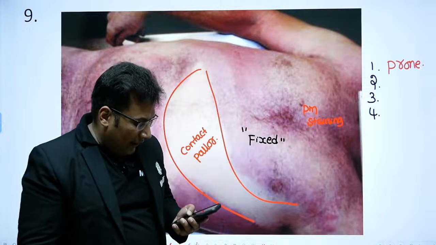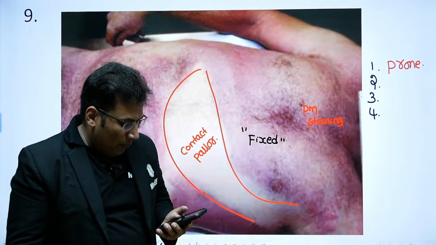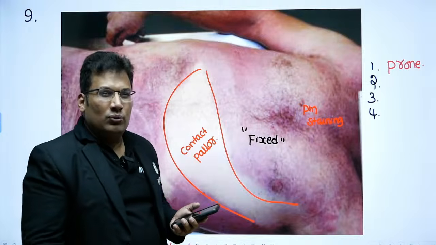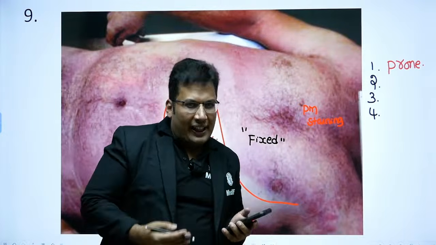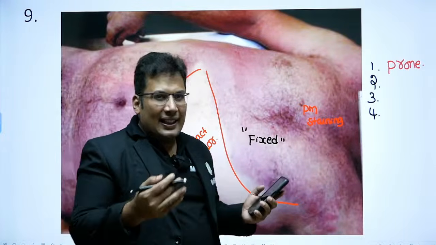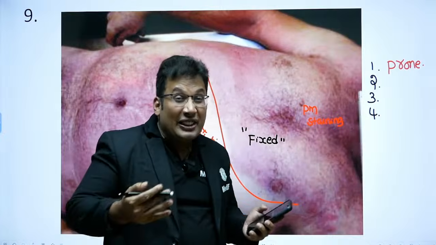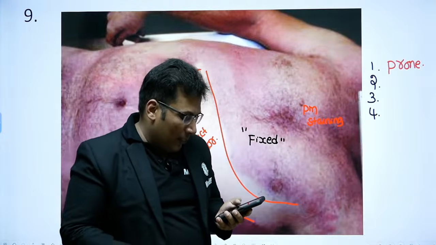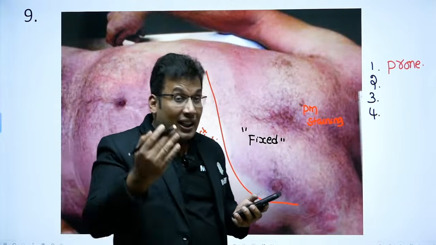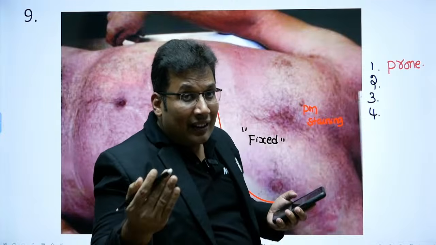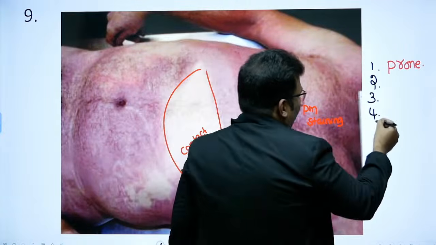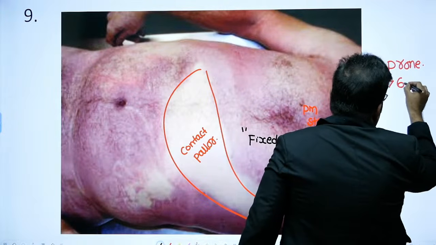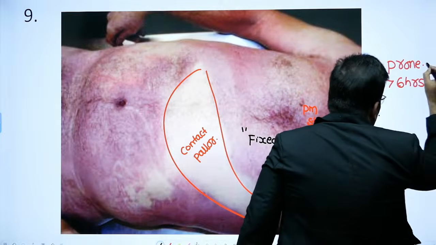Any other finding? Carbon monoxide, cherry red color? Okay, but it's not exactly cherry red. It looks normal, purplish reddish color. Prone position. And Smaranya Hatti is saying, sir, it is fixed, that means it is more than 6 hours. Great answer.